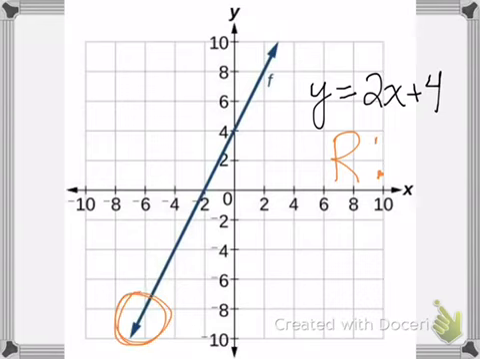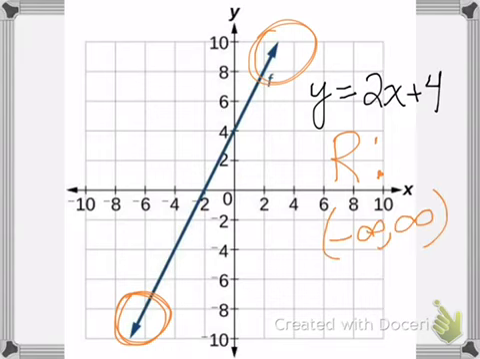This graph goes down forever, it goes up forever. It reaches the ceiling or reaches the heavens, and it goes all the way down below. So we would say the range is from negative infinity to infinity. And yeah, the domain was the same thing.